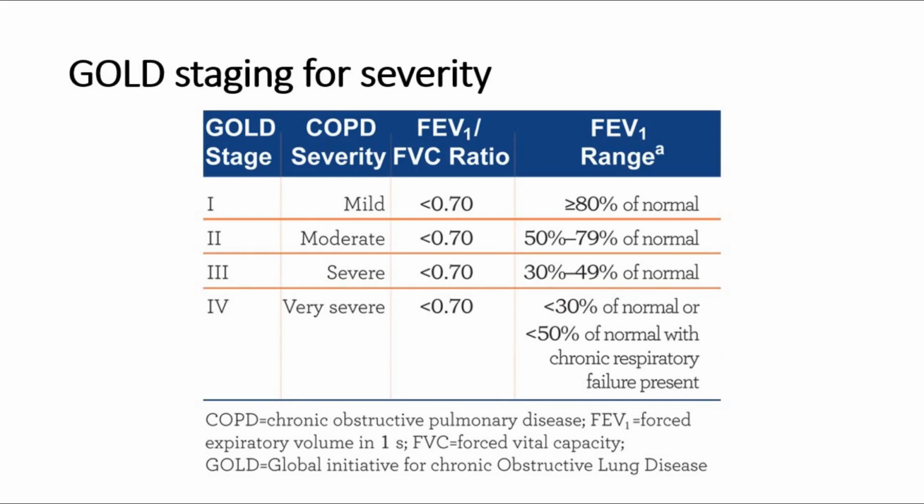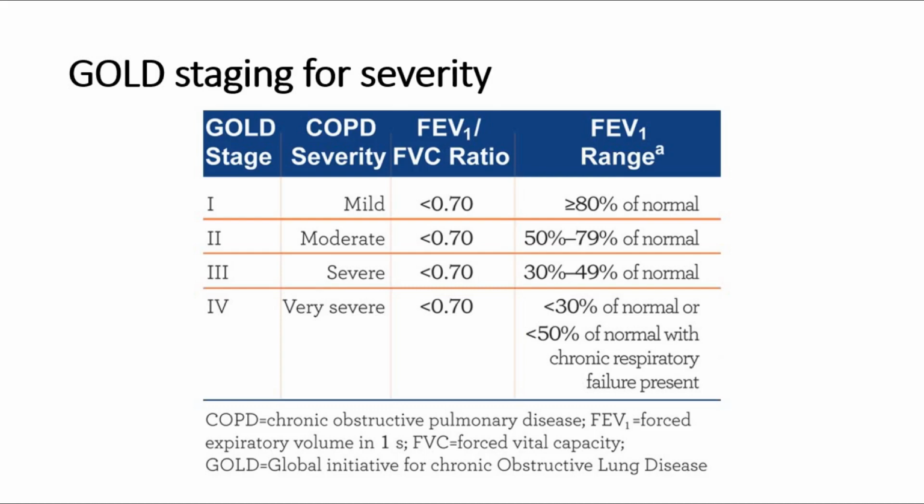This is the GOLD staging for severity of COPD. There are stages 1, 2, 3, and 4, which are mild, moderate, severe, and very severe. So the FEV1 to FVC ratio is the same for all, which is less than 0.7. So for this GOLD staging, we will take a look at the FEV1.